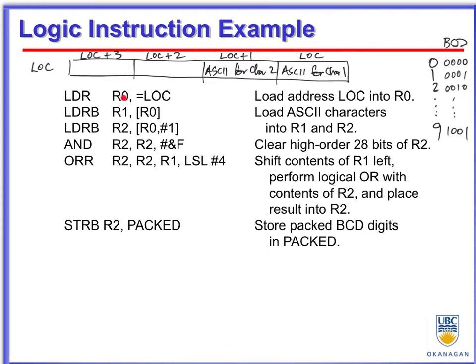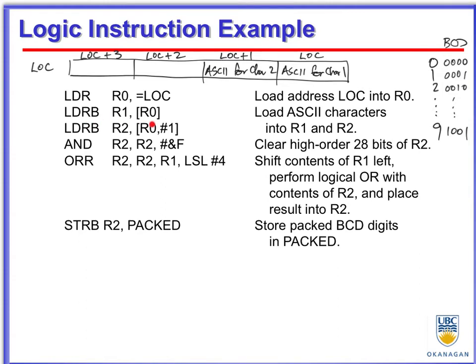Okay, so now R0 has this address LOC in it. It's a pointer. The next instruction is also a load instruction, meaning get something from memory, but it's got a B at the end, meaning load a byte. So it's only going to load 1 byte into register R1. The effective address of this byte is the contents of R0. Okay, so this is the pre-indexed addressing mode in the ARM processor with no offset, or a 0 offset.